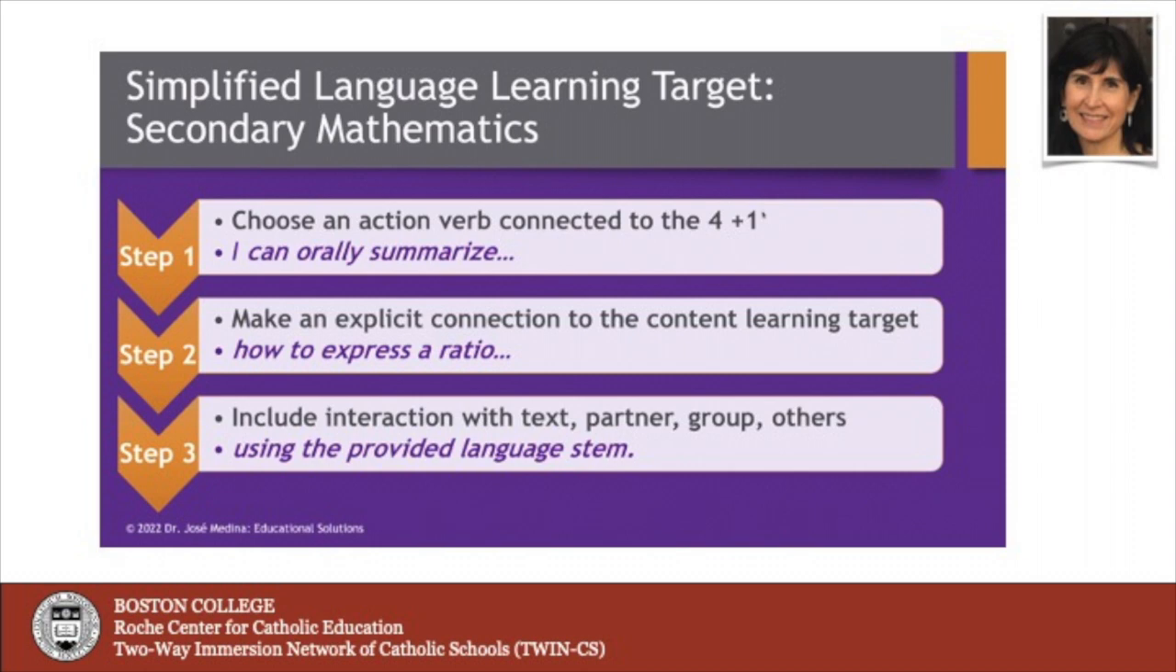So this is mathematics, and the content connection has to do with ratios, so they're learning ratios. So in the language target, you could say, I can orally summarize how to express a ratio using the provided language stem, and you would have to determine which language stems. They might not need the language stems if they're not English learners, but you can say, you can report orally what the ratio is, or you could also represent it in a different modality.